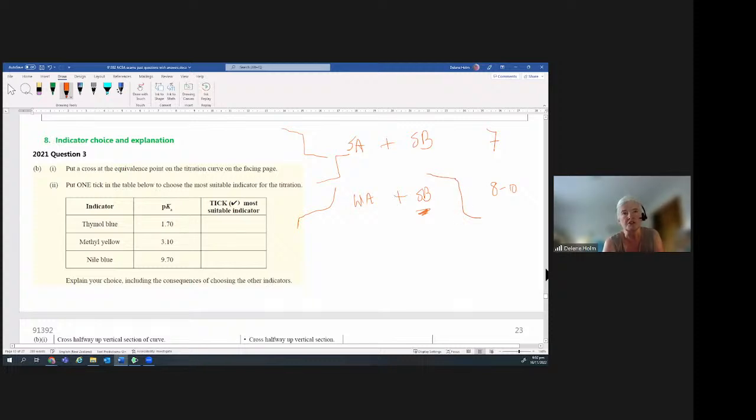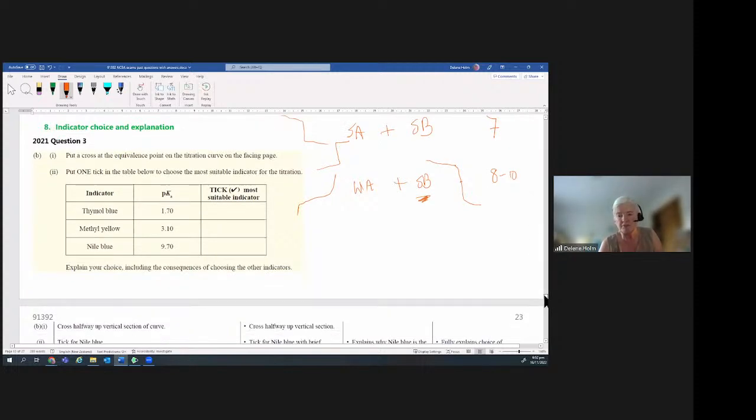So the equivalence point will be at a higher pH, it will be above 7. So hopefully that's answered your question. Okay, very, very briefly, buffers, indicators, then I'll get on to buffers.